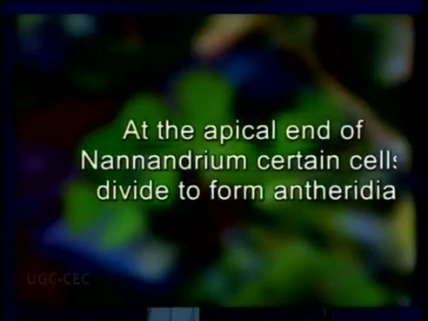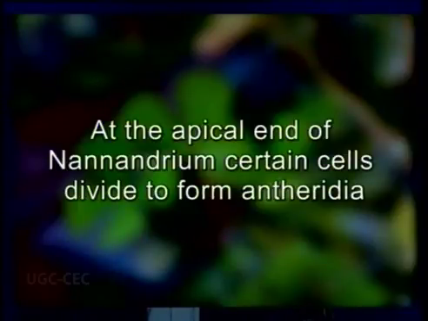The germling attaches itself to the oogonium or supporting cell by means of an attaching cell, or we can say a holdfast. The remaining portion of this androspore germling divides transversely into a small filament called the nannandrium. At the apical end of this nannandrium, certain cells divide transversely and form antheridia, and each antheridium produces two sperms. The sperms on maturity are liberated from these antheridia, and they swim freely in water in search of the oogonium.